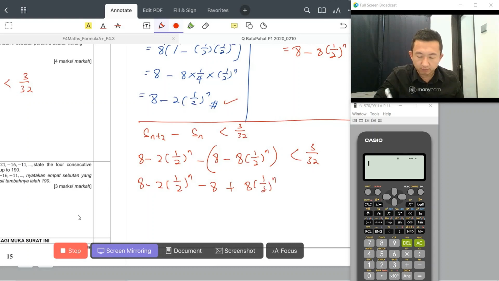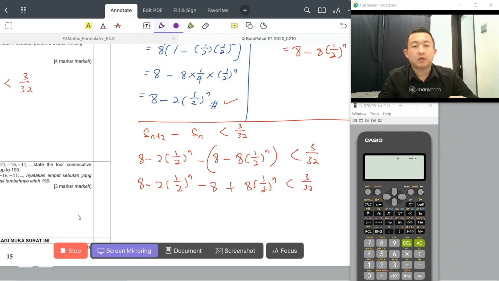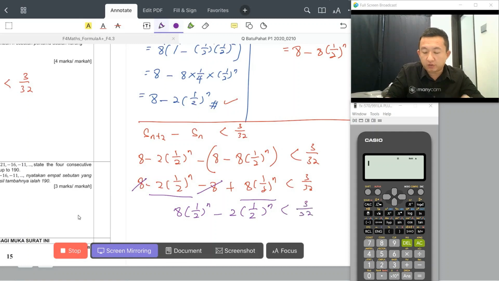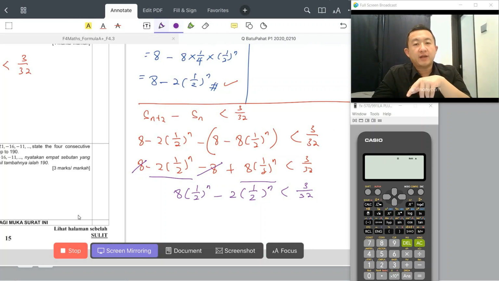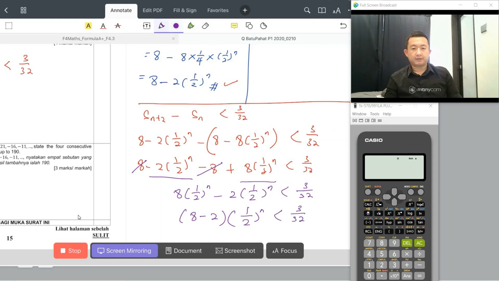Pay attention to this part. Now 8 minus 8, no more. I would like to change these two. Change the positions, easier for you to see. So you have 8 bracket 1 over 2 to the power n minus 2 bracket 1 over 2 to the power n less than 3 over 32. Okay, and then can you tell me how do you simplify? 8 bracket 1 over 2 to the power n minus 2 bracket 1 over 2 to the power n, you have 8 minus 2, right? Because you have the common factor of 1 over 2 to the power n. And what do you have? You have 6.